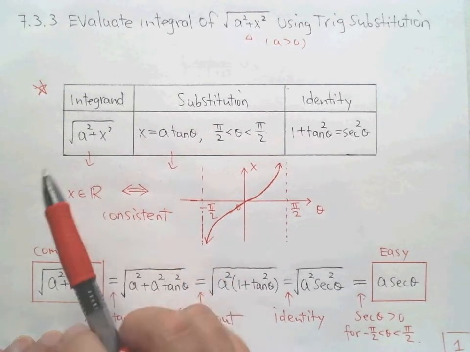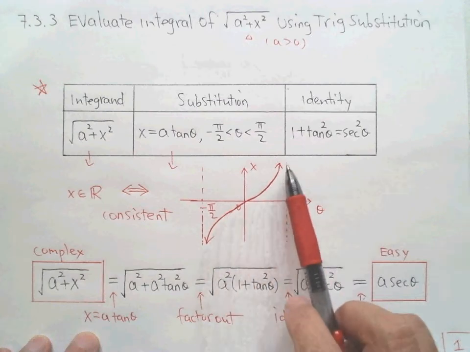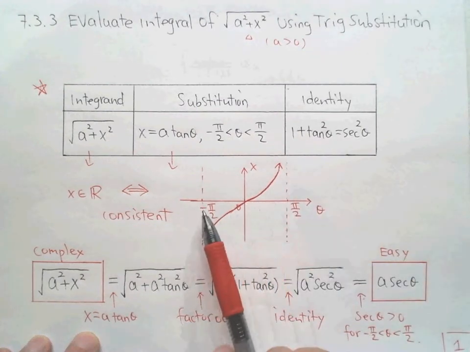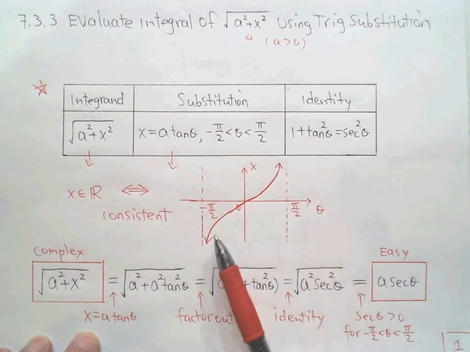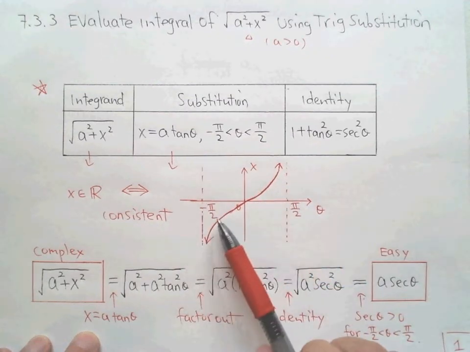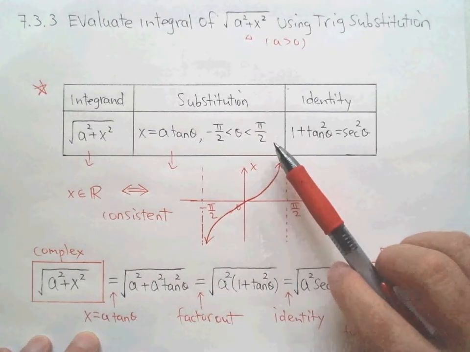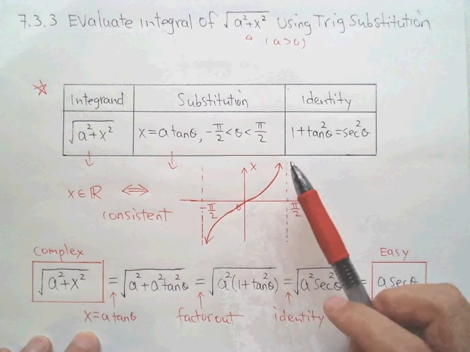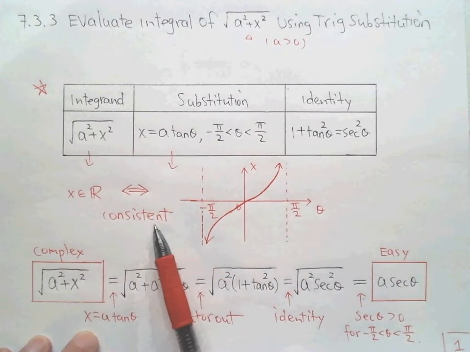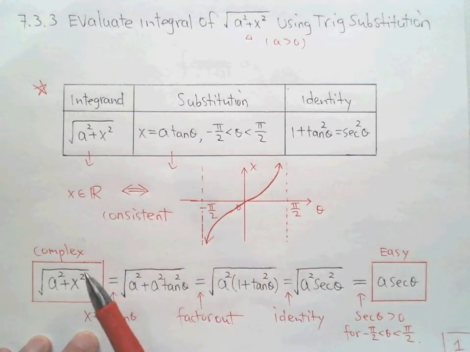Then if we draw a graph for tangent, everyone knows this famous graph. Tangent is increasing between negative pi/2 and pi/2. Which means, if theta belongs to this interval, x goes from negative infinity up to positive infinity, which means we can get all the real numbers for x. They are definitely consistent. And I'll show you here, so you will see why we need to use tangent.